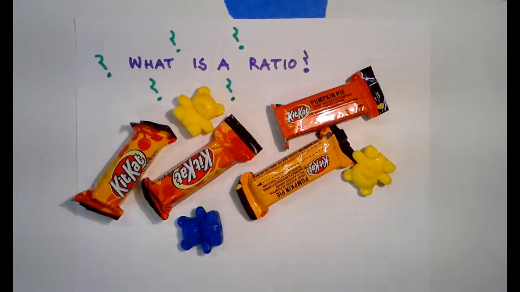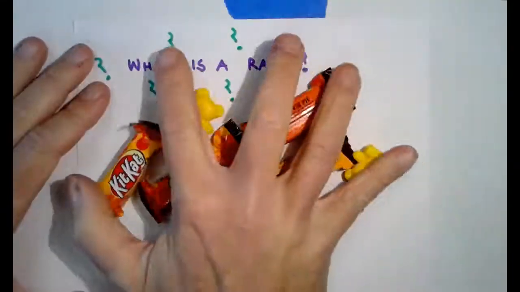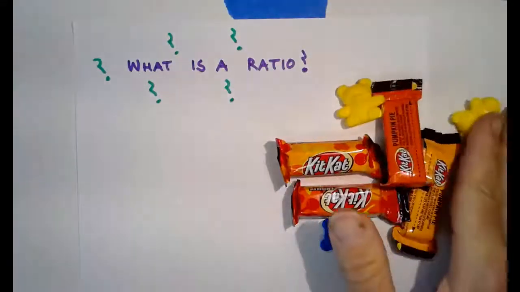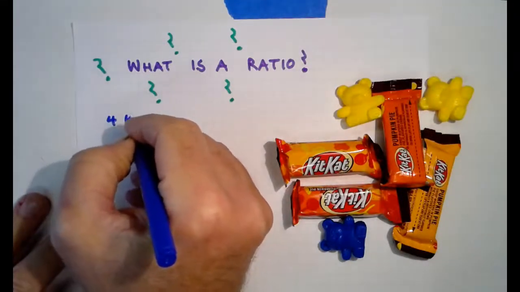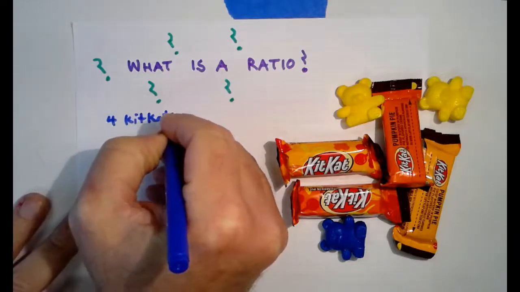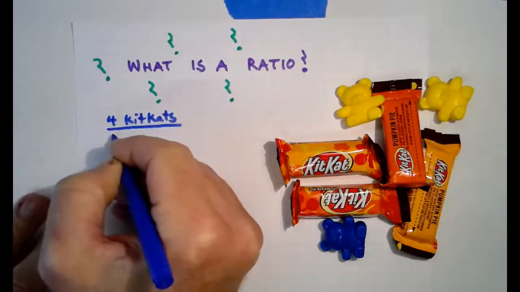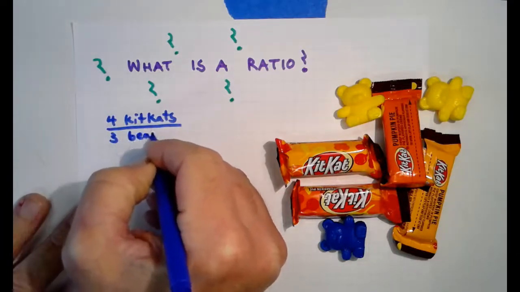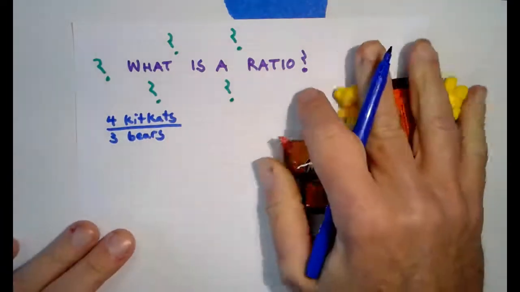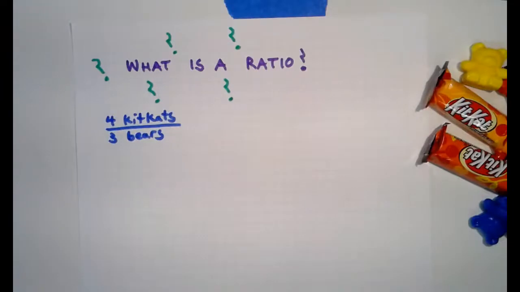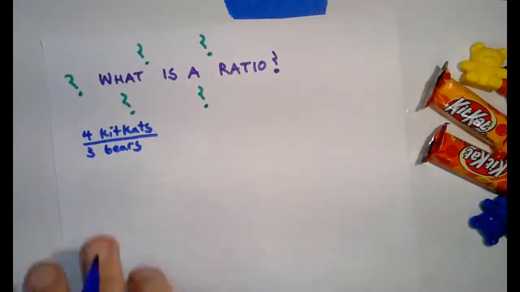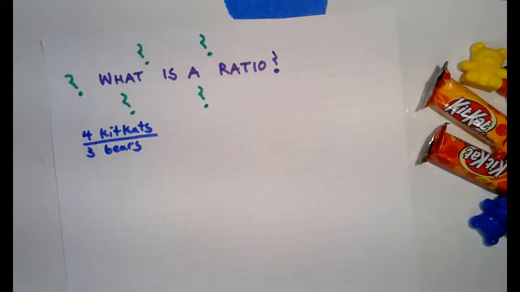What is a ratio? Well, you're looking at one. You are looking at a ratio. And what I mean by that is, I've got 4 Kit Kats and 3 bears. Seems so simple, right? Well, it is that simple. In fact, by just describing what I have here, I've defined a ratio. I've written a ratio correctly in a very specific way.